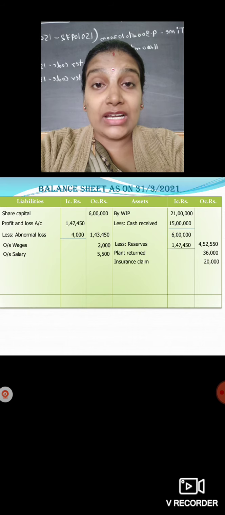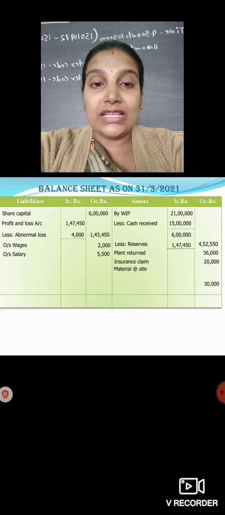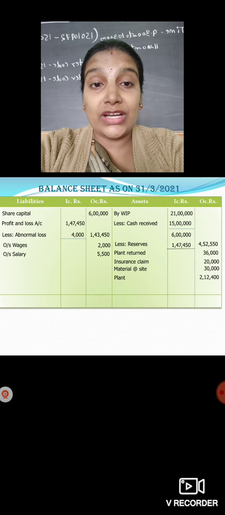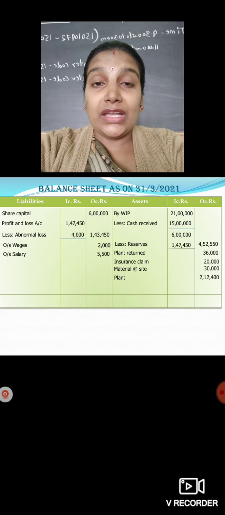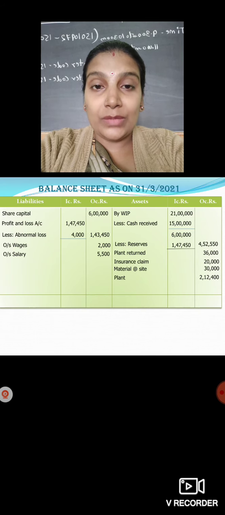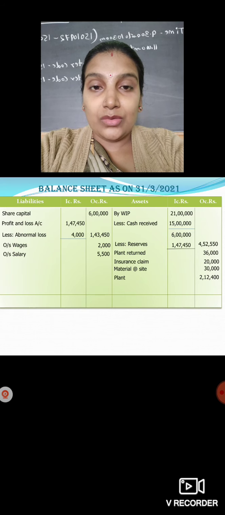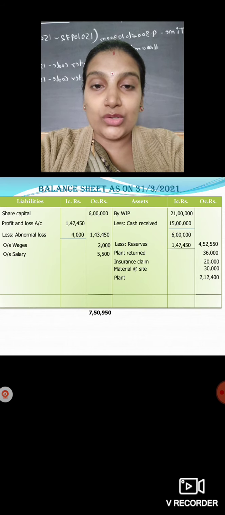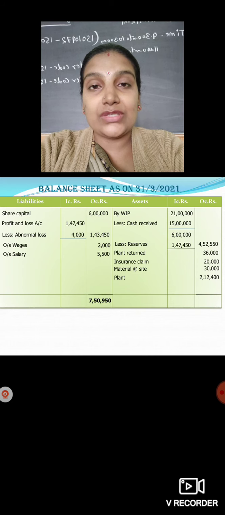Then plant returned we have 36,000. Insurance claim you should write directly here, as I said, insurance claim 20,000. Then material at site 30,000. Plant, closing balance of plant, you should write 2,12,400. Okay, material returned we won't mention here, only plant returned you should mention. Then balance sheet both sides, total you will get as 7,50,950.